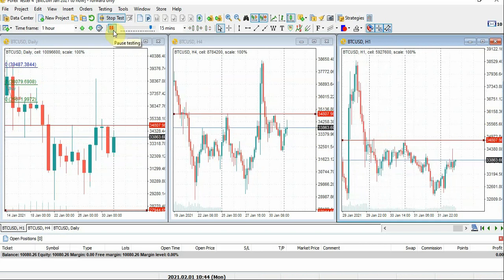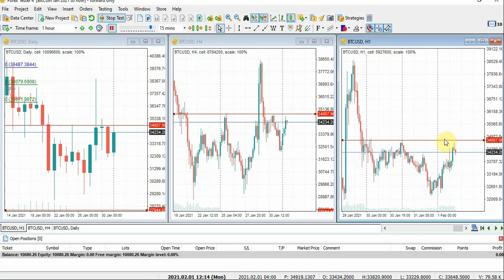We're building a base, it seems. It got really close. Let's see if we can print a low.